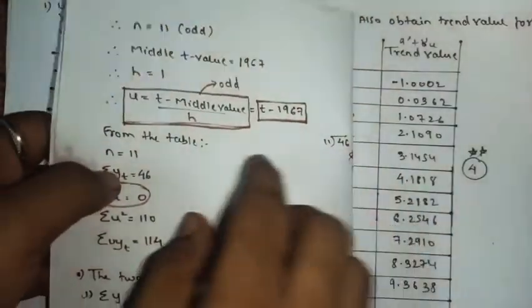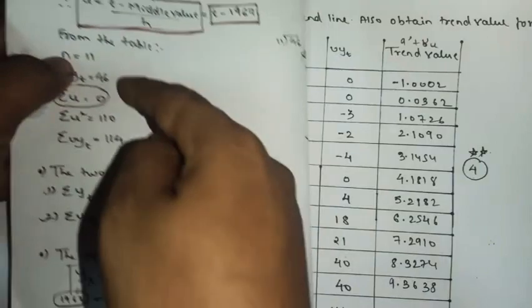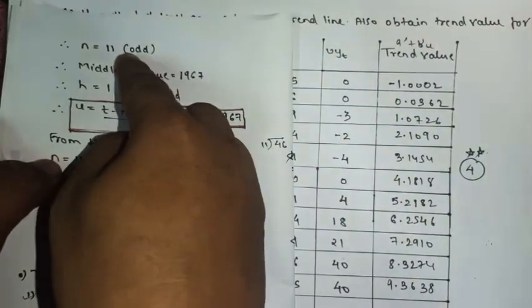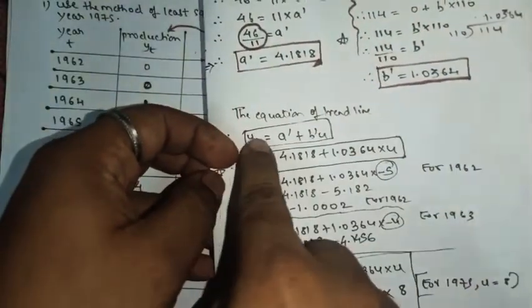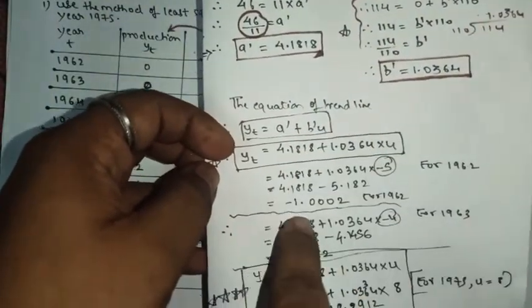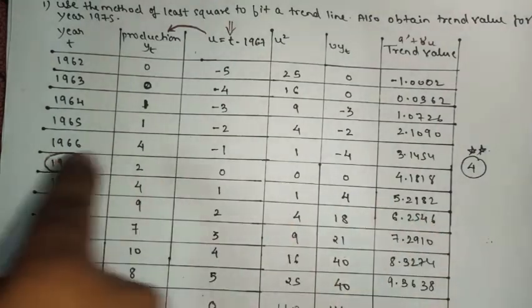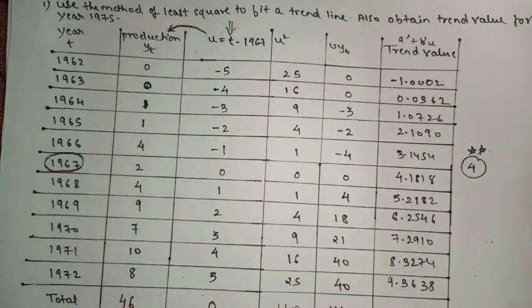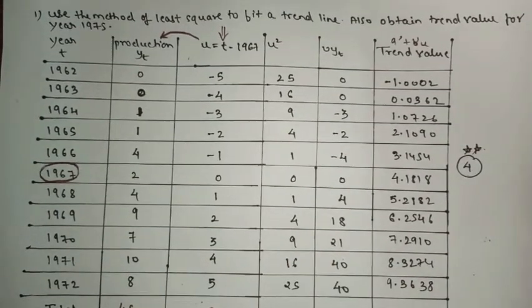Why will the value of u change? Because the formula will change here, and the rest is the same thing: you will find the value of n, the middle value, and so on. You will apply the formula of equation of trend line to find the trend values for each and every year. Now we'll see one example based on even numbers, even values.